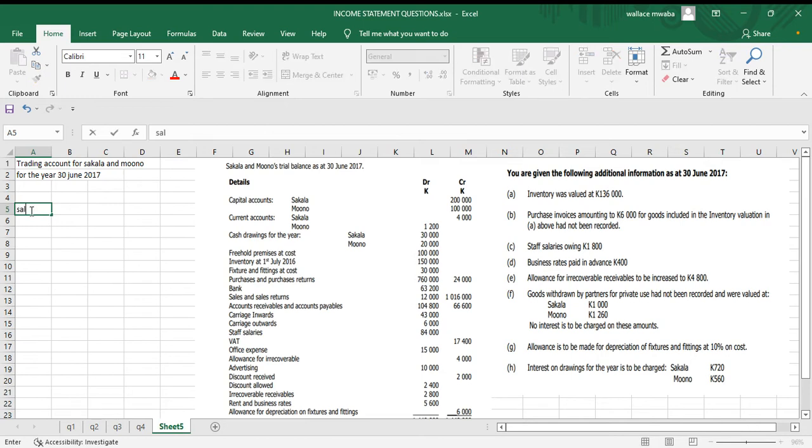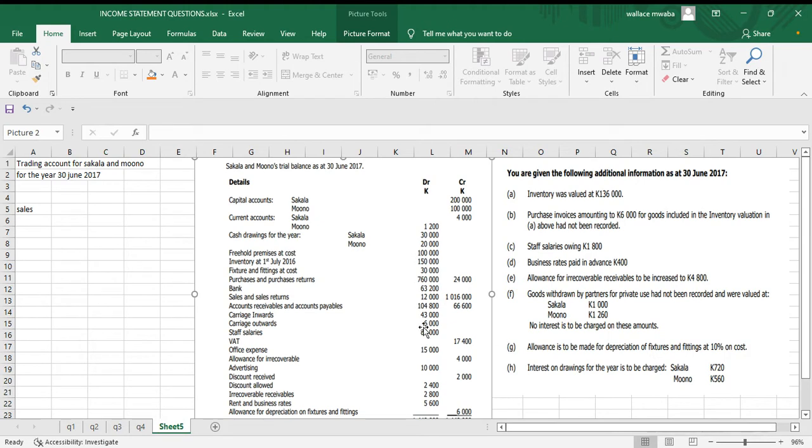I'm going to say sales. We go to our trial balance and look for sales. How much is sales? Here we have sales and sales returns. We have 12,000, which is on the debit side, and 1,016,000, which is on the credit side. So we're going to get our value on the credit side.